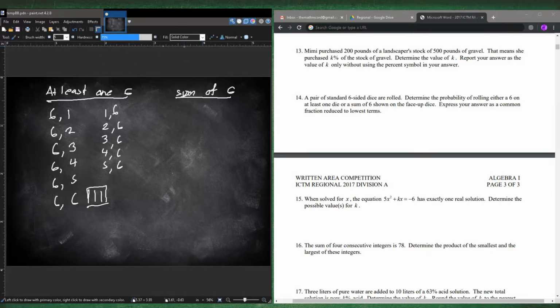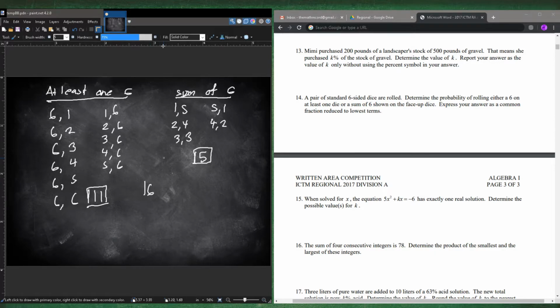Now the sum of 6. So how can we add two numbers to make 6? We can have 1 and 5, 2 and 4, or 3 and 3. Or you could reverse the 1 and 5, so you could make 5 and 1, and reverse the 4 and 2 to get 4, 2. We cannot reverse 3 and 3 because that's the same thing. So this means you can get a 1 on the first die and a 5 on the second, or a 5 on the first and a 1 on the second, right? So how many combinations is there? 1, 2, 3, 4, 5. There are 5 combinations, right? So in total, we have 16.